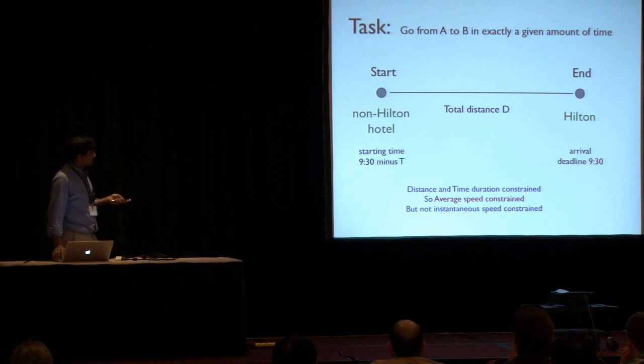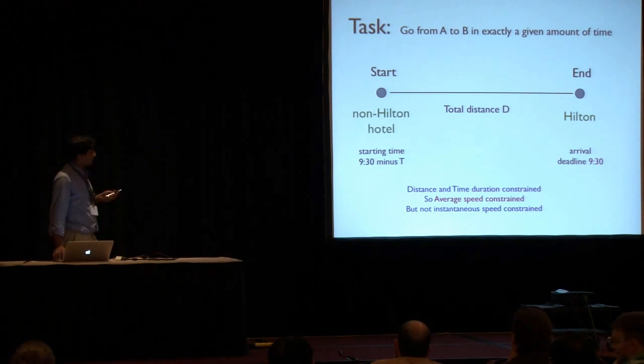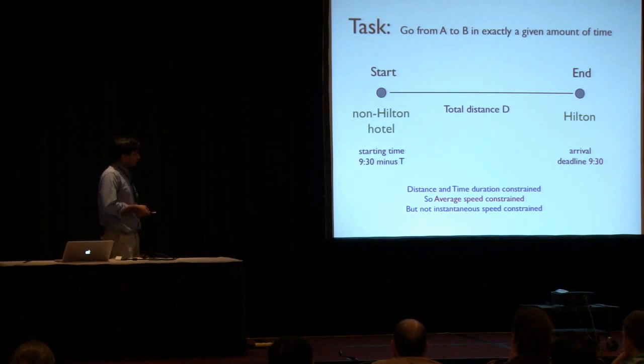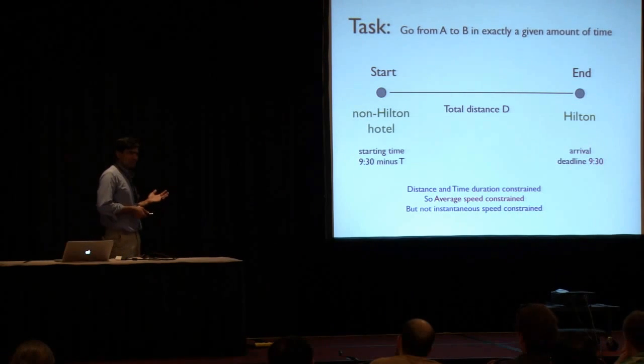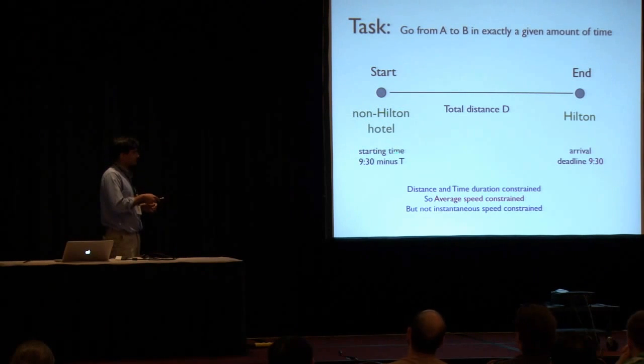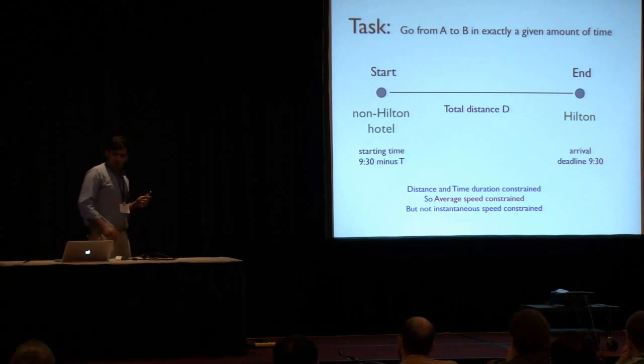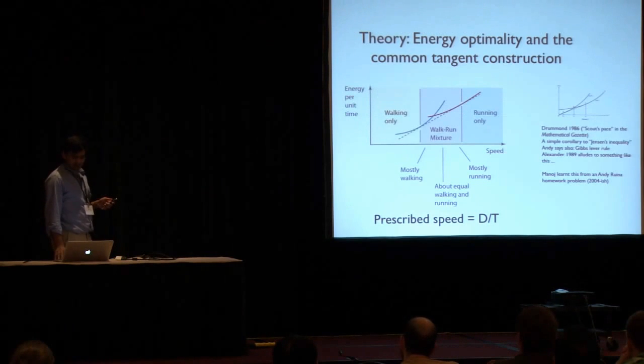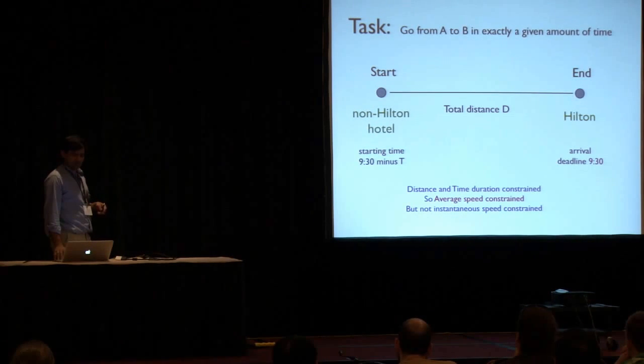And this is the experiment. Let's say you want to get to the stop at 9:30, you're somewhere else, and you start at 9:30 minus t, and there's some distance that you have to cover. You want to get from A to B, right? So there's a distance constraint and a time constraint. A distance constraint and a time constraint implies an average speed constraint. So d over t is constrained. Even though the speed at any point in time is not constrained, the average speed is constrained.